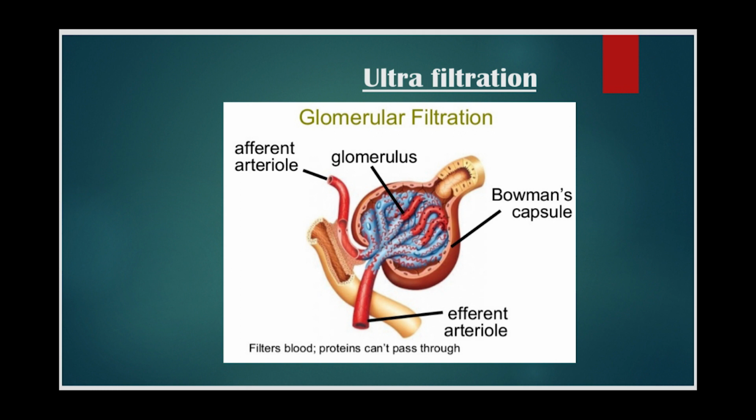This filtered fluid is referred to as glomerular filtrate. Large molecules like plasma proteins and blood cells are not filtered into the glomerular filtrate. Glomerular filtrate is the same as blood plasma. So the components of the glomerular filtrate are water, glucose, amino acids, vitamins, medicine, various ions, hormones and urea.